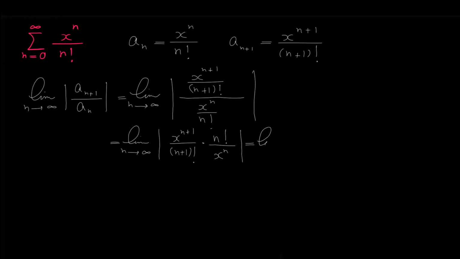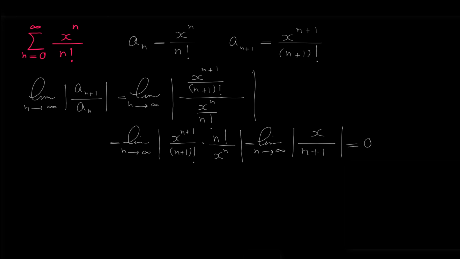So this limit is the limit as n approaches infinity of the absolute of x over n plus 1. Note that in this limit n approaches infinity, and so x is a fixed number, a constant, but the denominator approaches infinity because n goes to infinity, and a number over infinity is 0. So this limit equals 0.